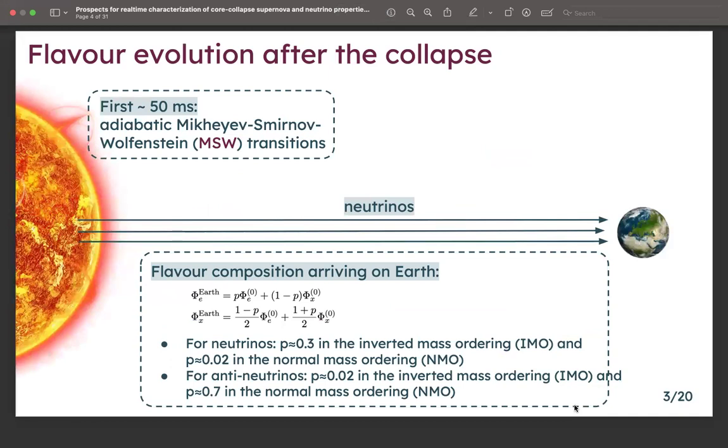So what happens after the explosion? In the first more or less 50 milliseconds, the standard way to see things is that we have adiabatic MSW transitions. Once the neutrinos leave this region, they start traveling towards us, hopefully. What happens with the neutrinos on this trajectory can be summarized with these two equations over here.